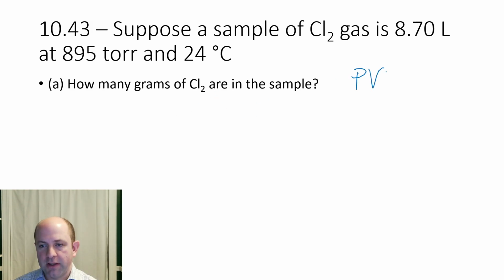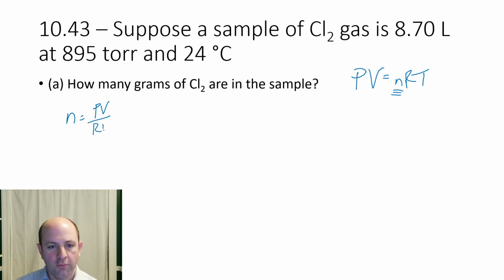So we're going to want PV equals nRT. But we say, well, wait a minute, we want grams, and grams isn't in here, but we do have moles. And if we have moles, then we can use the stuff we learned way back in Chapter 3 to go from moles to grams with the molar mass of chlorine gas. So that's what we'll do. We're going to solve for n and then change that to grams at the end. So we want moles equal to pressure times volume over RT.